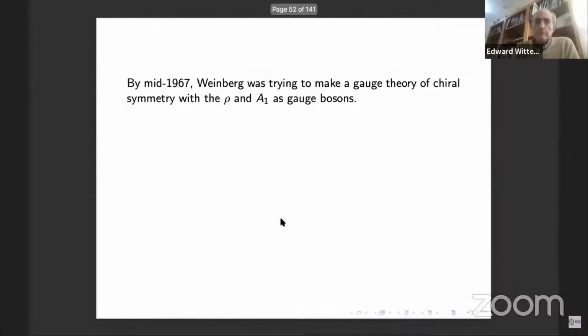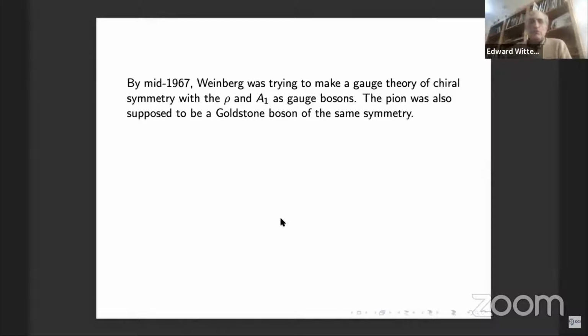Well, jumping ahead to 67, by 67, Weinberg was trying to make a gauge theory of the strong interactions. He wanted to turn chiral symmetry into a spontaneously broken gauge symmetry with the rho and A1 as gauge bosons. Well, one thing you'd worry about is that, or at least one thing that comes to my mind right away, is that the rho is relatively conspicuous in hadron phenomenology, but the A1 isn't. It exists, it's relatively heavy. If you want SU2 times SU2 chiral gauge bosons, the rho isn't enough, so you need the A1, but that's a little worrisome. But worse than that, the pion was also supposed to be a pseudo Goldstone, an approximate Goldstone boson of the same symmetry.